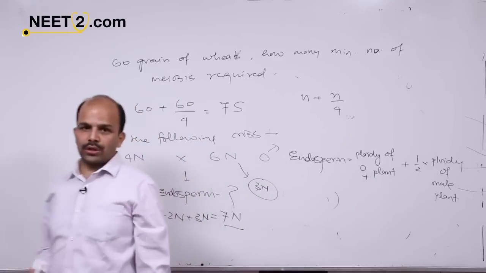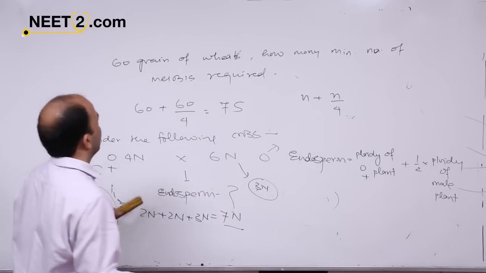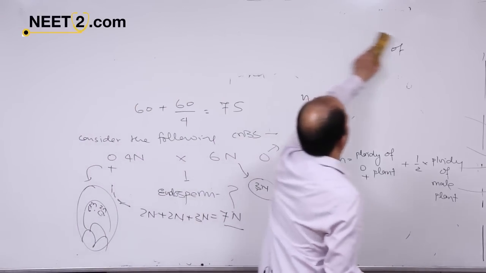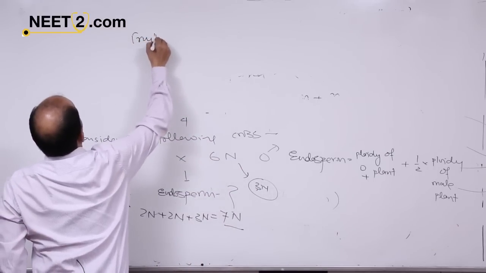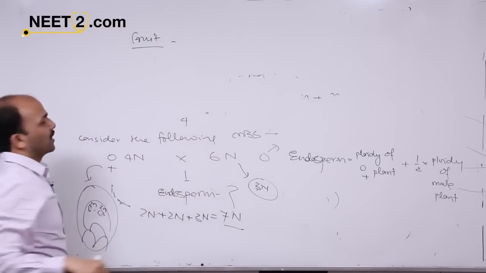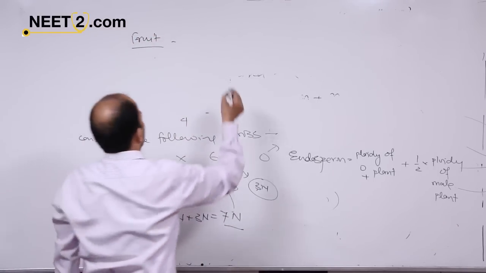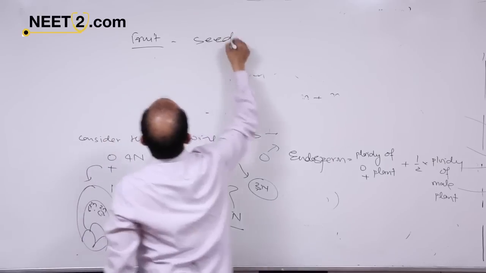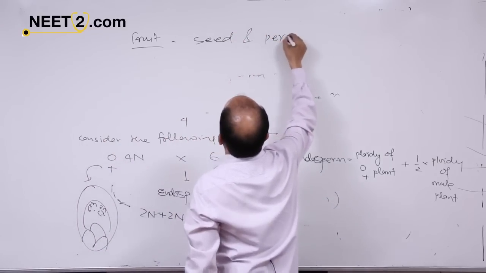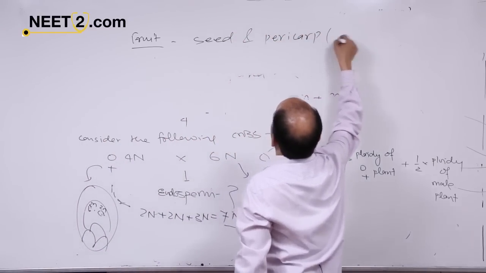Right? So in this case you will find like this, and the final structure in case of development you will find is fruit. Fruit is a fertilized, matured, ripened ovary. So fruit consists of seed and pericarp. Pericarp, that is the fruit wall.